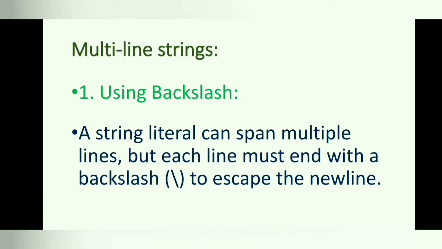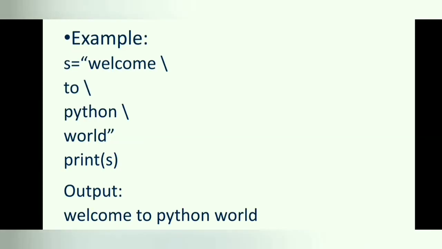Multiline strings. Multiline strings using backslash. A string literal can span multiple lines, but each line must end with a backslash to escape the new line. For example, 'Welcome to \ Python \ world' is assigned to S, then print S. Output will be welcome to Python world.